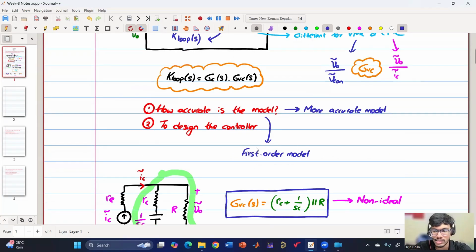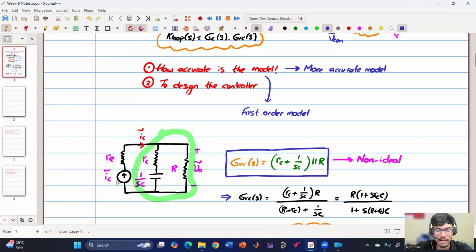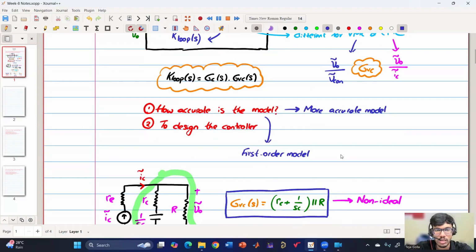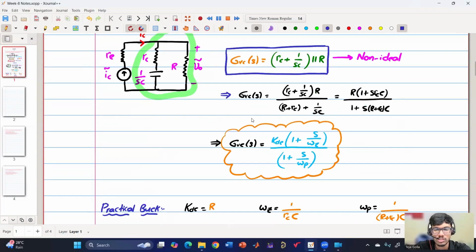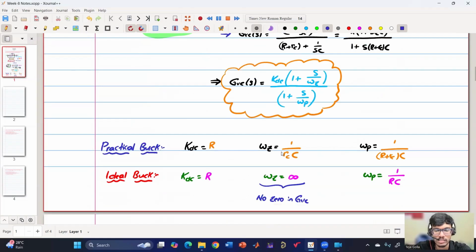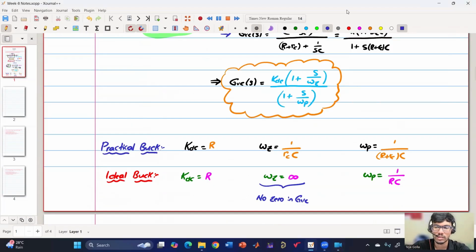We have already discussed the first order model. In the first order model, we replace the inductor with a constant current source, and then we obtained V0 perturb by IC perturb, which is this expression. So we have the control to output transfer function and its poles and zeros. We got the expression from which we can get the pole and zero locations for both the practical as well as the ideal buck converter. So is that clear? Yes, sir.